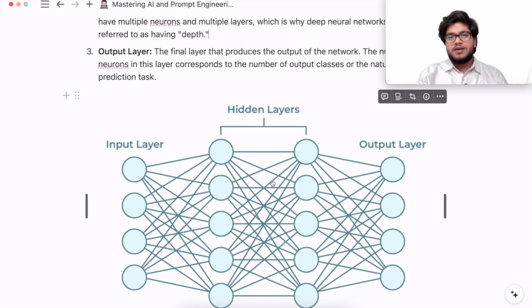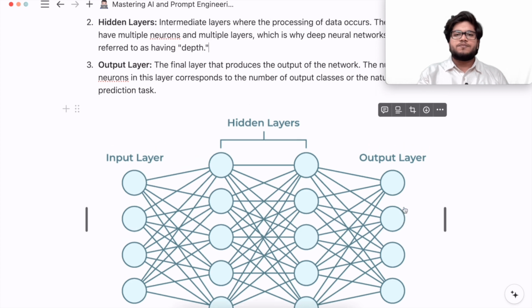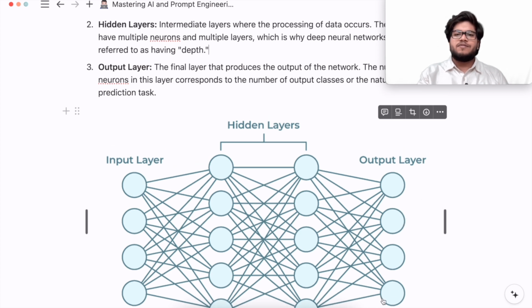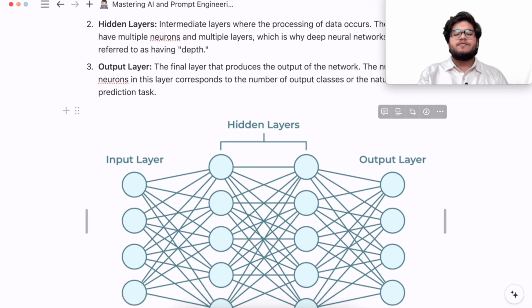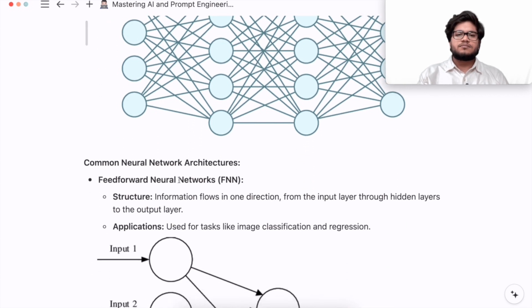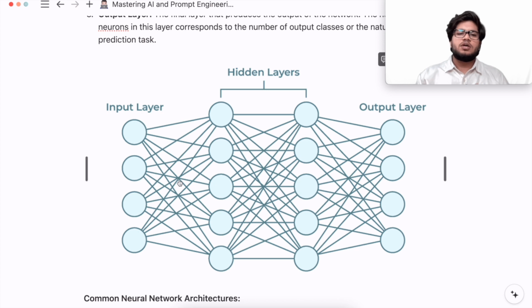Now there are multiple hidden layers. We don't have to do anything with the hidden layers. It only matters to us when we are building AI. If we are using AI, we just need to focus on the input layer and the output layer. We input some data and we get some output. The output layer is the final layer where we get our answer, our result, and the input layer is where we input our data.